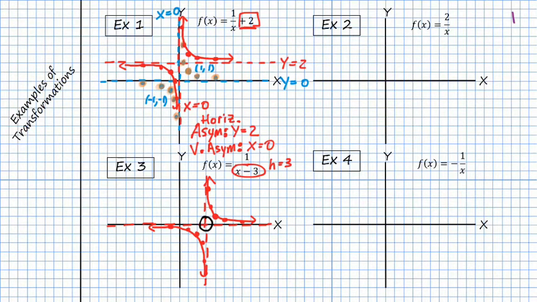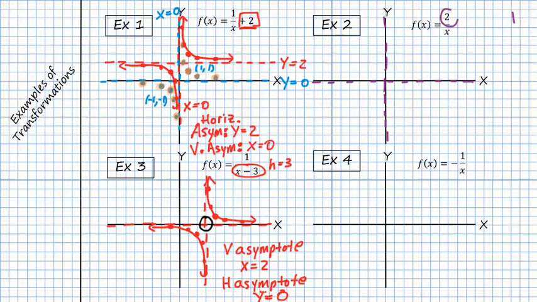So we know that our vertical asymptote is going to be y equals 0, and then my horizontal asymptote has become x equals 2. And I'm sorry, I just did that completely backwards. So your vertical asymptote is going to be x equals 2, and your horizontal asymptote will be y equals 0.